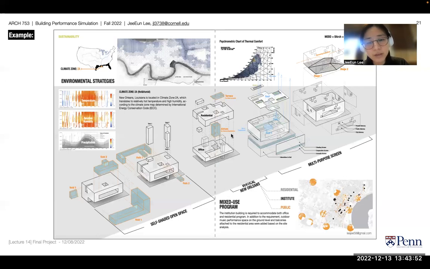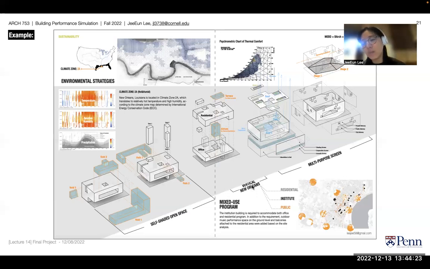We also had an atrium and some terraces that people can use. Later on, we realized that we have too much solar radiation heat gain, so we added another shading device so that we can cut off some light. So this is about the first self-shaded open space, which was our first design strategy.